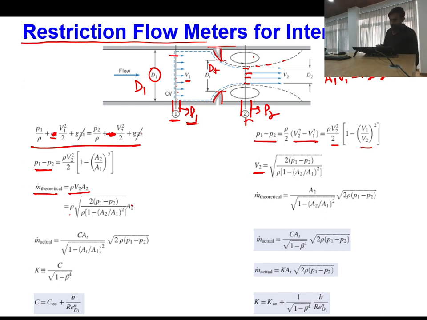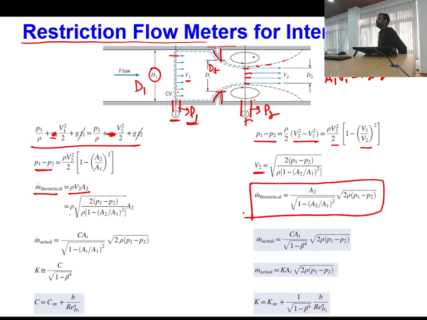Now, if you simplify this a little further in terms of area, you will get the theoretical flow rate equal to A2 by square root of 1 minus (A2 by A1) squared, into square root of 2 rho into P1 minus P2. So theoretically, this should be the mass flow rate of the fluid passing through this particular pipe. But in real scenarios, we will find that our actual mass flow rate will not be equal to the theoretical mass flow rate.